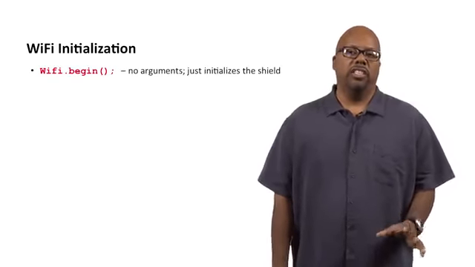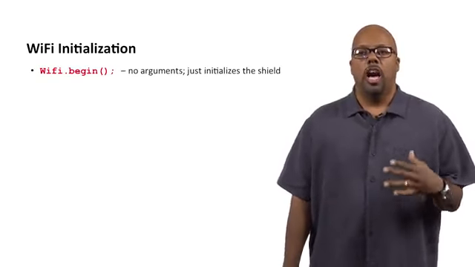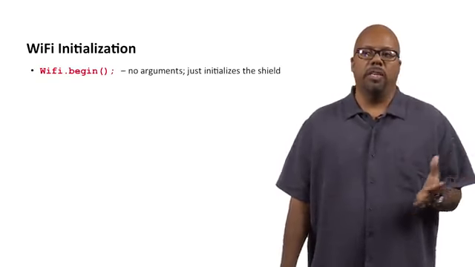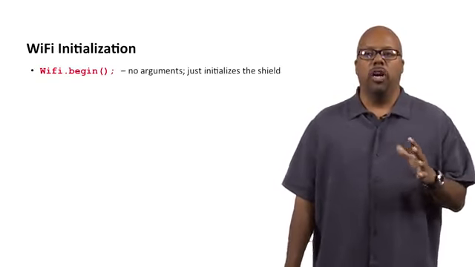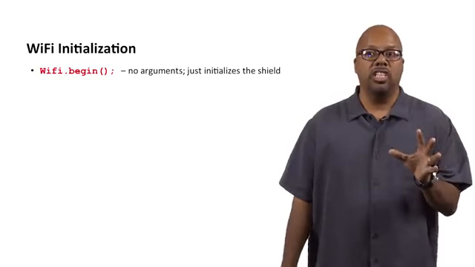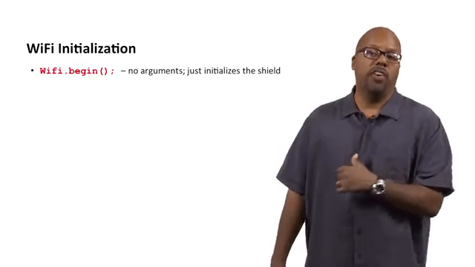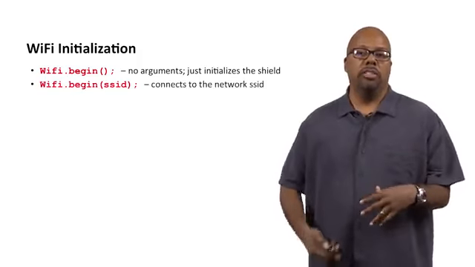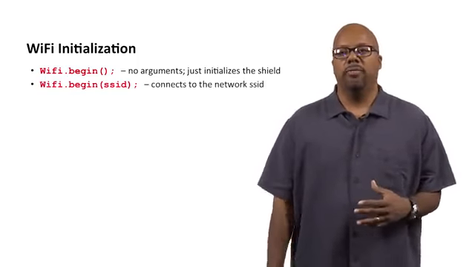So Wi-Fi initialization. What do you do first? WiFi.begin, so that's very common. No arguments, right? If you pass no arguments, it just initializes the shield. So that's one way to call WiFi.begin. Just no arguments, it powers up the shield and initializes it.